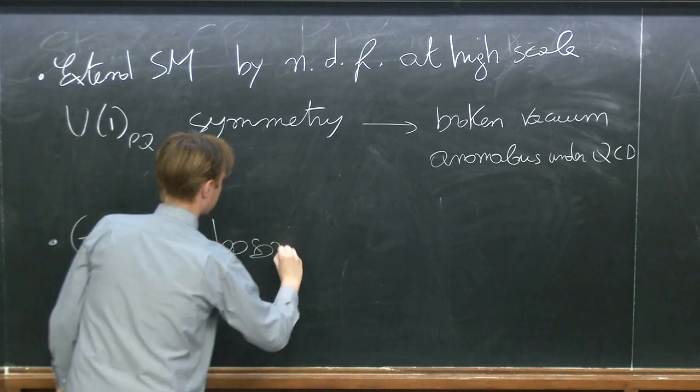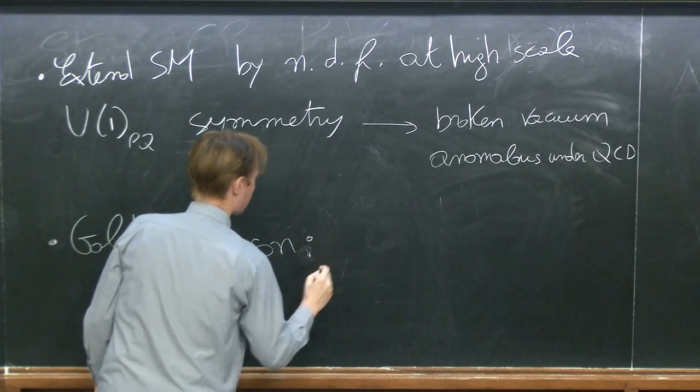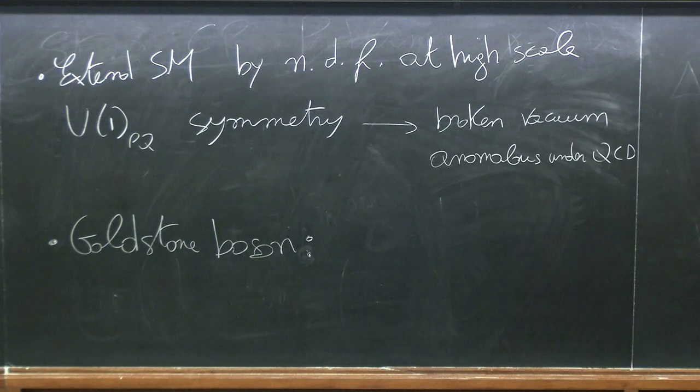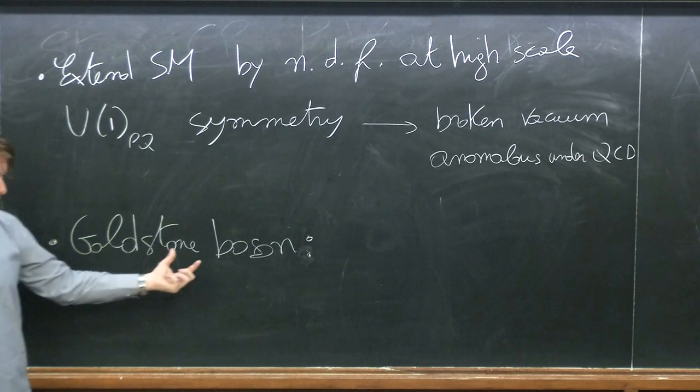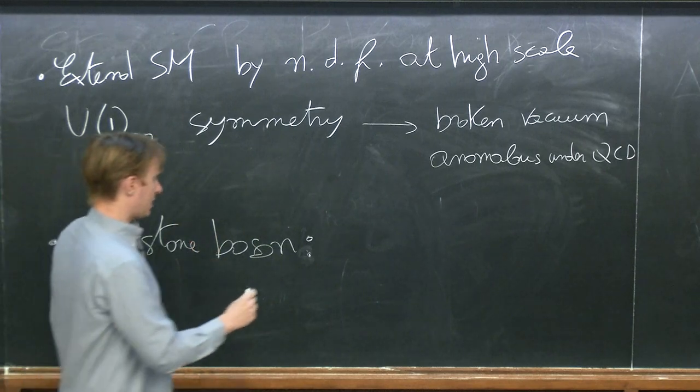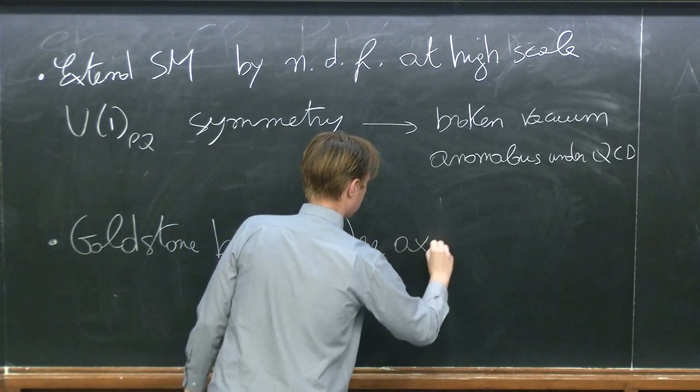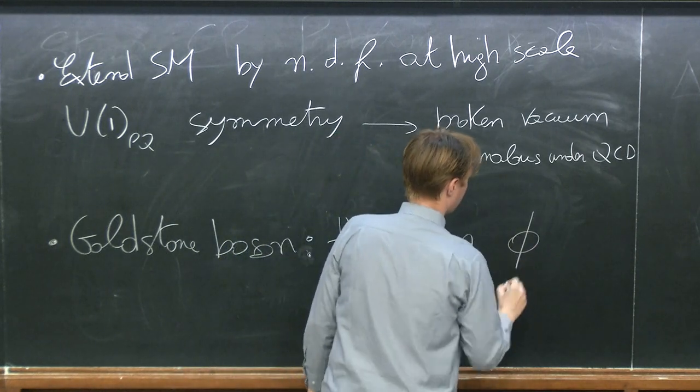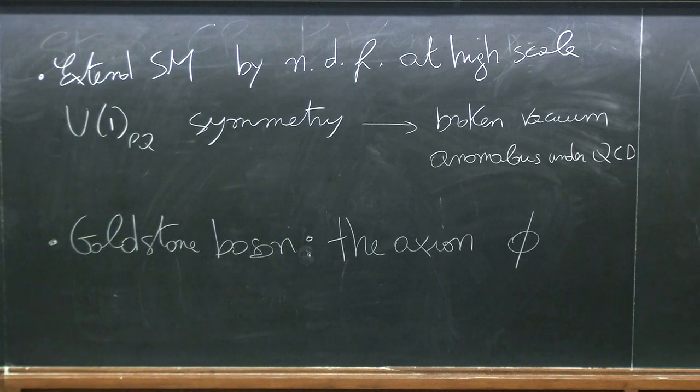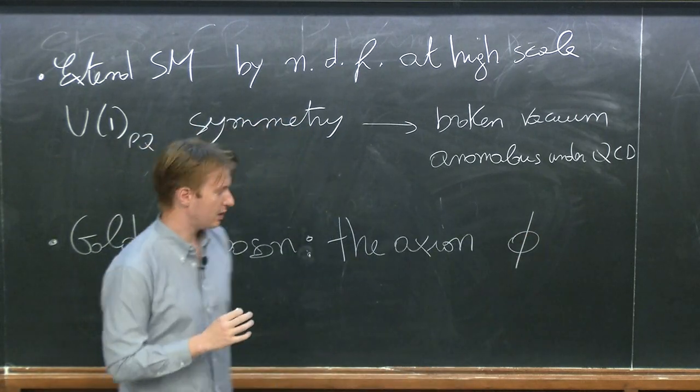Okay, so this is a famous result from the 60s, I think, by Jeffrey Goldstone. Whenever you have a global symmetry broken by a vacuum state, then for each broken generator, you have a massless degree of freedom. A Goldstone boson is a particle with zero mass. And we call this Goldstone boson the axion. Okay? And I will call it phi. There are also, in the literature, you may find the axion called A, lowercase a. But since A is also the scale factor, in order to avoid confusion, I will call it phi. Okay, but you may find the axion called also A.